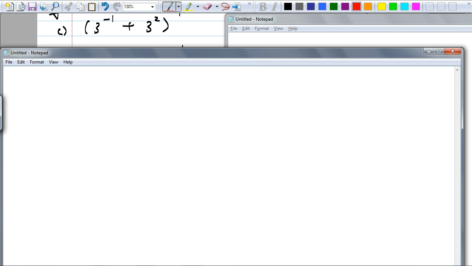Let's look at a couple other ones. Here we go. Let's look at C. It says 3 to the negative 1 power plus 3 to the second. Now, this one, I put a star. I don't know if you can see that. It's up there. The reason I put a star is because people try to add these exponents inside.